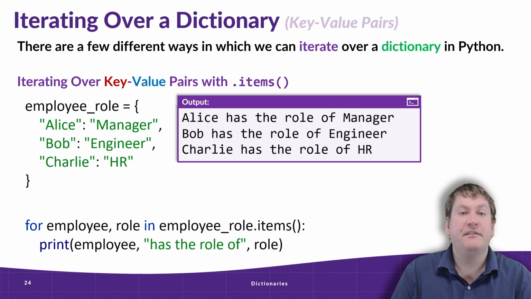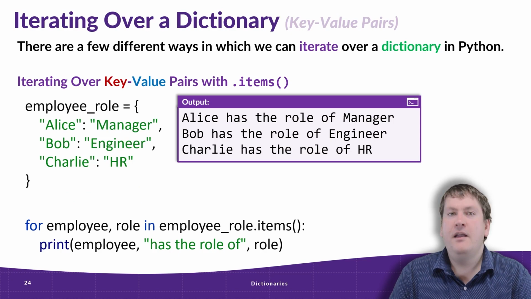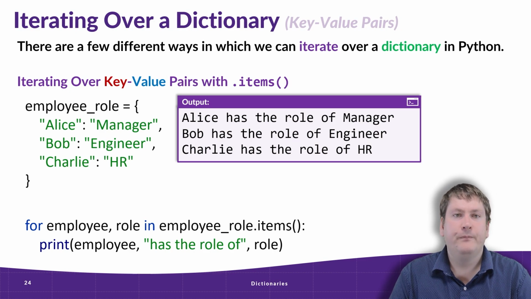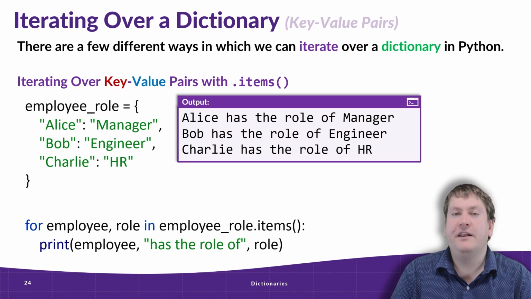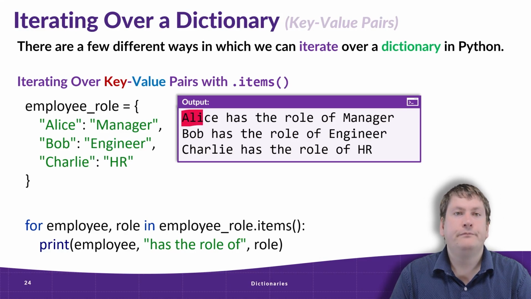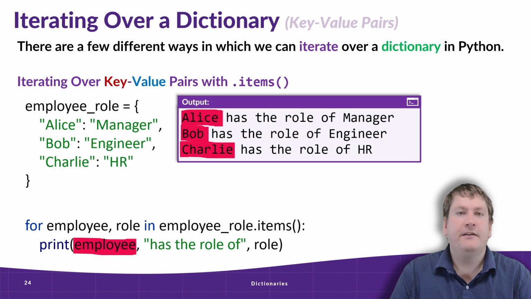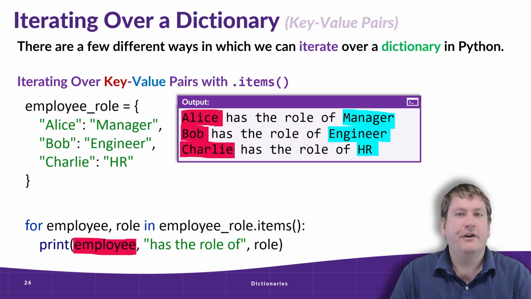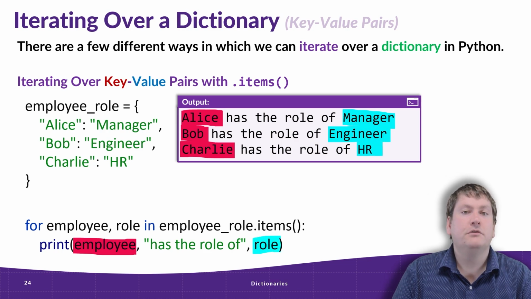So the output would be the same as that previous example we saw, which would be Alice has the role of manager, Bob has the role of engineer, and Charlie has the role of HR. This makes our code a little bit cleaner and easier to use because we don't have to be specifying the key value in those square brackets. So to reiterate, Alice, Bob, and Charlie are coming from the employee loop variable, and the roles, manager, engineer, and HR, are coming from the role loop variable.